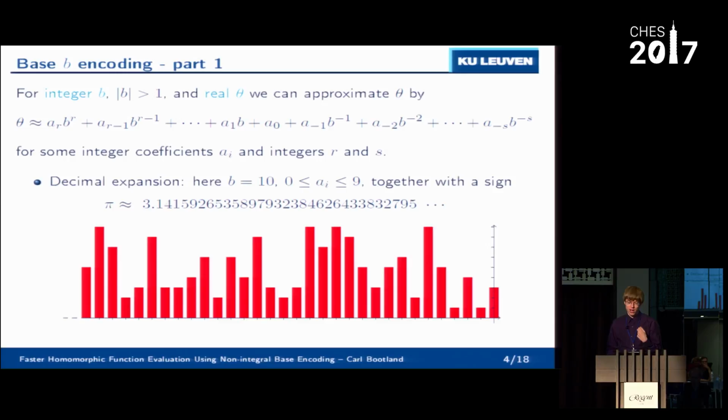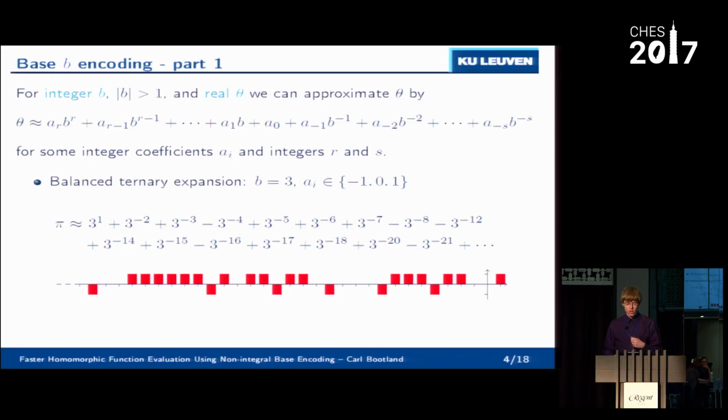Another example is balanced ternary expansion. Here the base B equals 3, and we restrict to coefficients 0 and plus or minus 1. So for example, for pi, the plot looks like this. And what's nice about this is that the coefficients are very small.